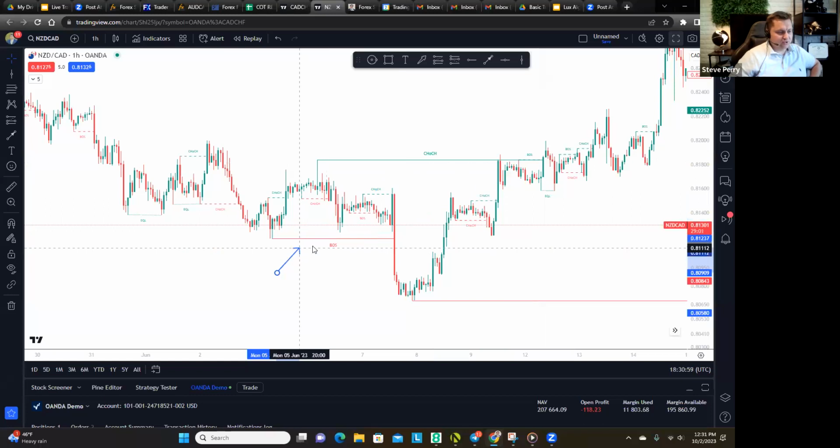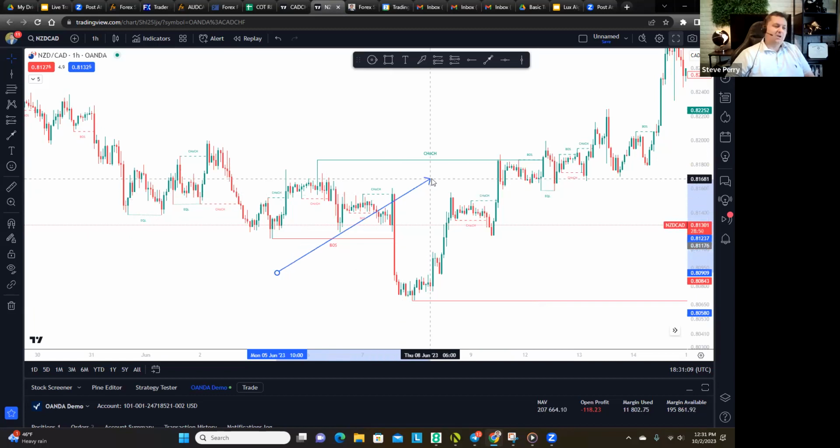So break of structure is very simple. You have a support level, market breaks below it. You have a resistance level, market breaks above it. That's a BOS. Very simple. So what is a CHoCH?